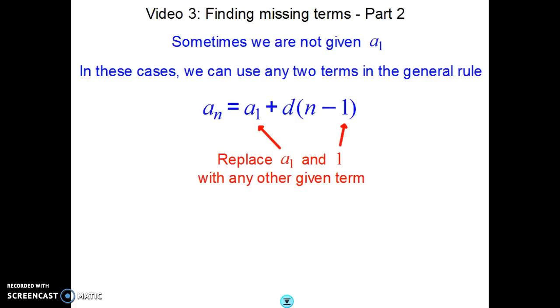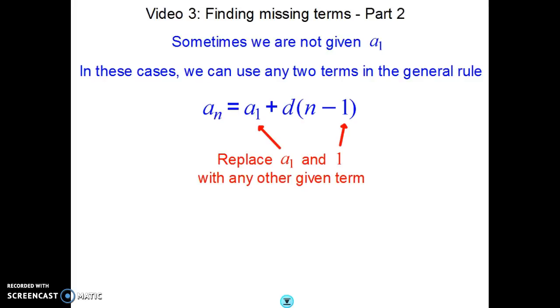In this video, we're going to continue finding missing terms in arithmetic sequences, but with a slightly different twist. Sometimes the information we're given about a sequence does not include a sub 1. It doesn't include the first term. In these cases, having a sub 1 in our formula is not particularly useful.